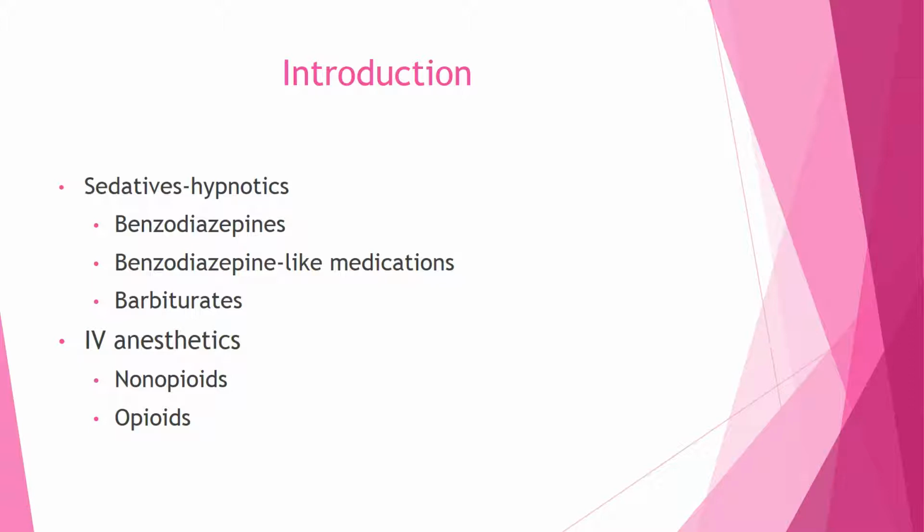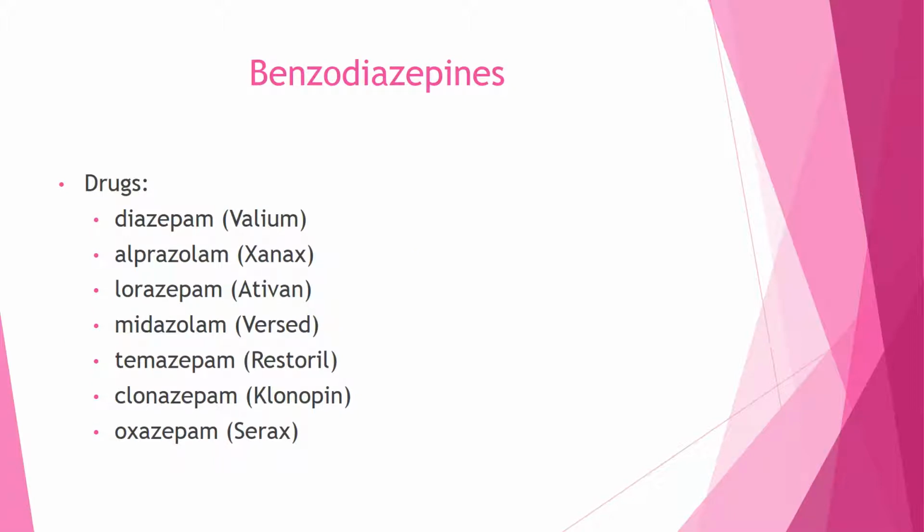And then the last category we're going to talk about is IV anesthetics, which is your non-opioids and your opioids. These are going to be introduced for induction of general anesthesia. Most of them have a quick onset of action and short duration for these two categories. Okay, so your benzodiazepines, I know you guys are going to be overwhelmed by looking at the list here, but remember, a lot of these we have already talked about in the previous chapters, except for maybe some of the ones that we are using for sleep now.